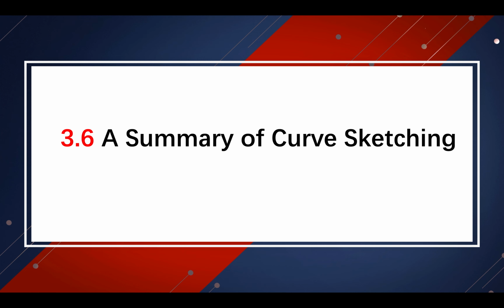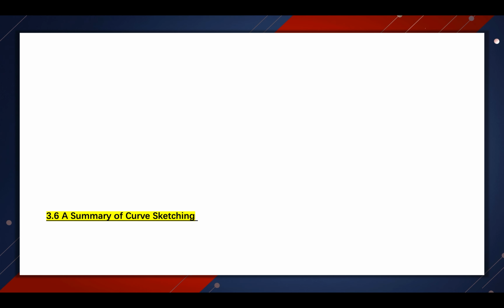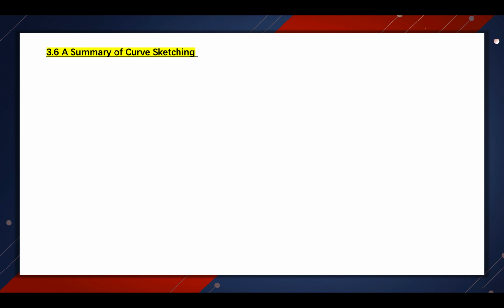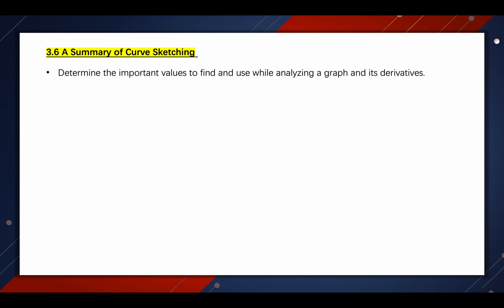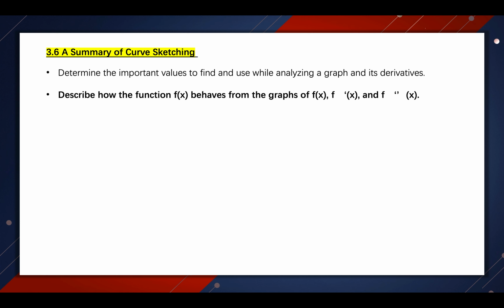Today I'm going to be talking about 3.6, a summary of curve sketching, which is a topic from AP Calculus AB. This chapter is about how to sketch a curve. Firstly, we should determine the important values to find and use while analyzing a graph and its derivative. We also should describe how the function f of x behaves from the graph of f of x, f prime of x, and f double prime of x.